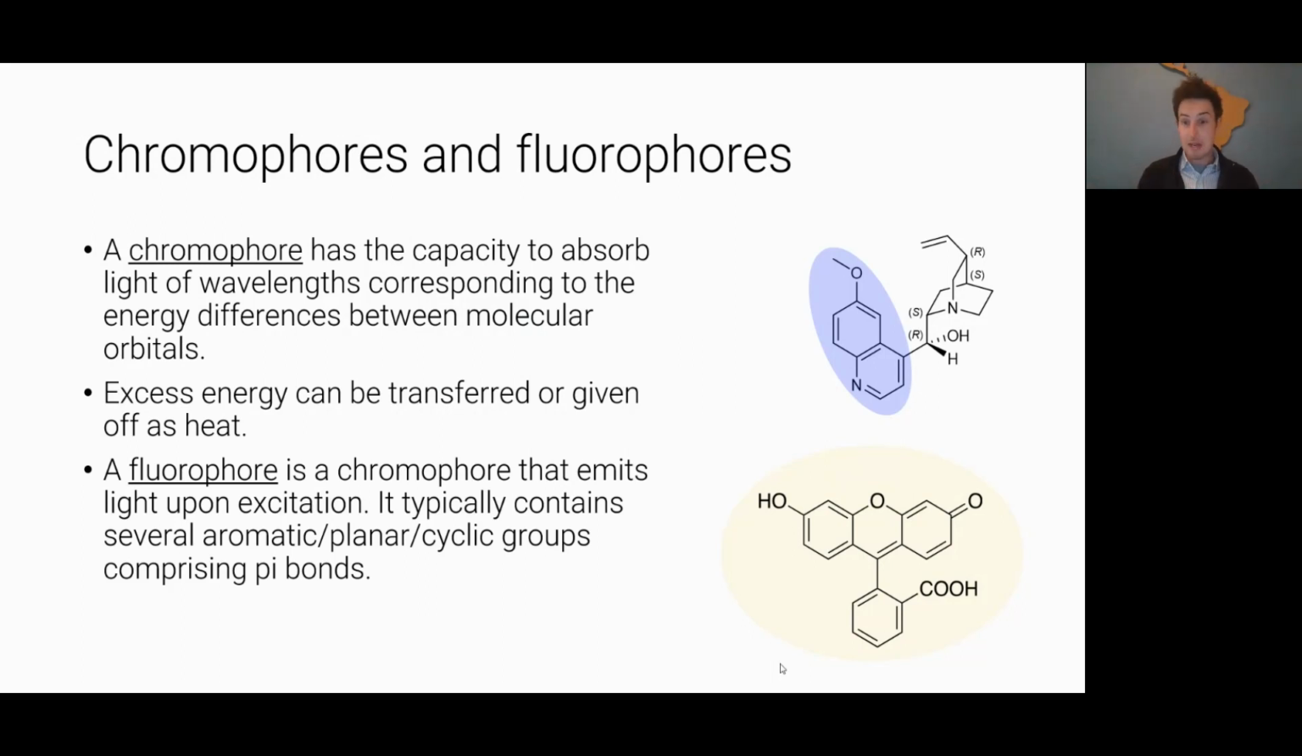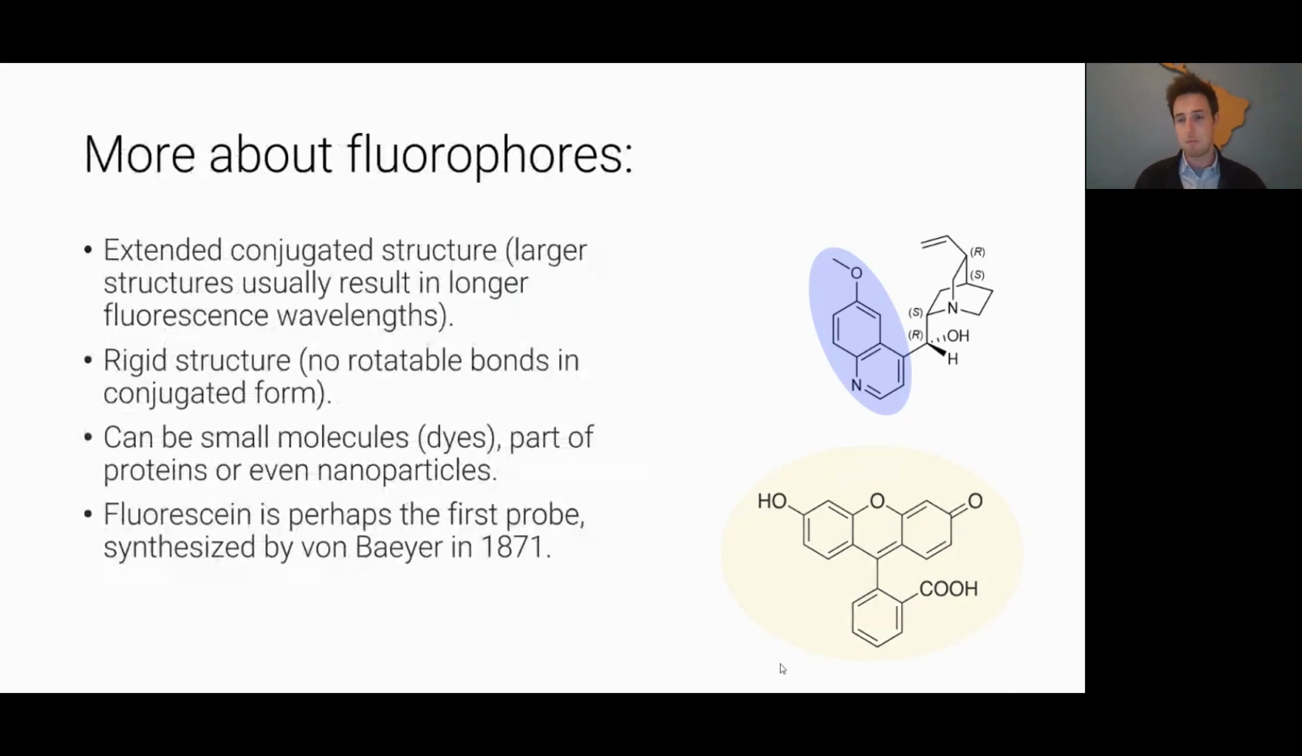So rather than just dissipating that incoming or absorbed energy as heat, it's emitted as light. And these molecules typically contain these aromatic or planar or cyclic groups with pi bonds, because we need these delocalized, these conjugated systems in order to give the stabilization of that excited state that allows for emission of a photon, which manifests as fluorescence. So larger structures, as you may remember from basic chemistry, with longer conjugated systems, usually result in longer fluorescent wavelengths, so more into the green or the red region, as opposed to the blue, which will be the shorter wavelength or higher energy.